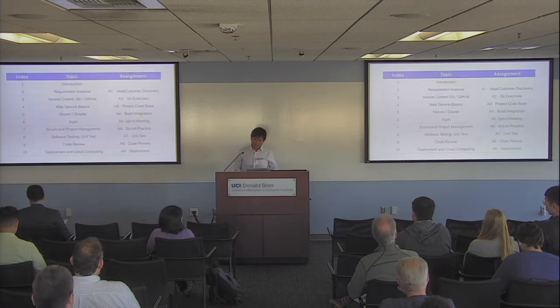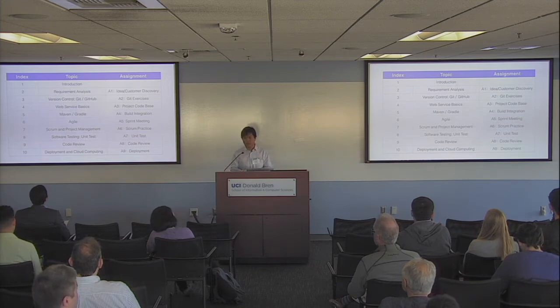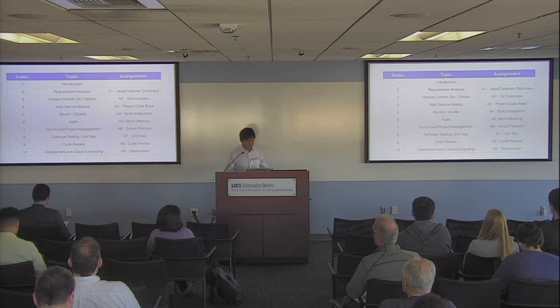And then the course topics, if you have ever done a course like this, I think it all looks pretty similar. For the first half or maybe one third of the weeks, we try to go through the basic agile cycle, starting with the requirements, version control, and some of the basic web service development, because most students have never done that before. We tell them how to build the software using some of the tools, and go through the actual practice and how to manage the different meetings, manage the project, and also briefly talk about unit tests and code review.